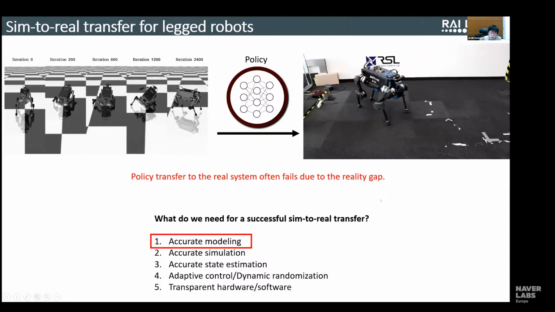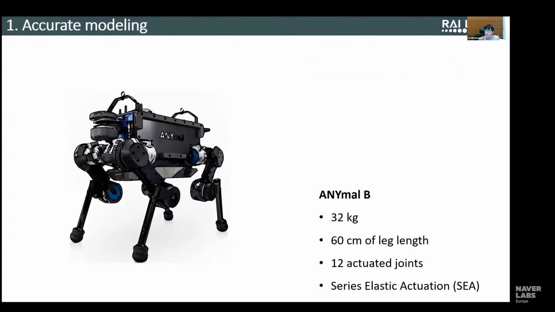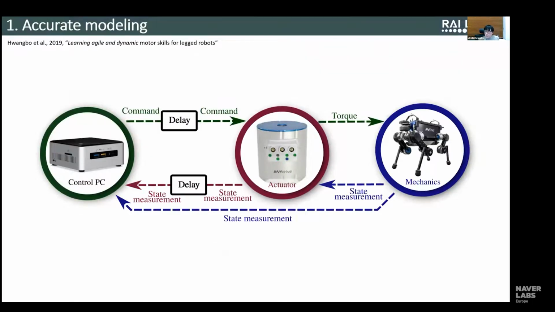So we tried to figure out the difference. Of course, if it works well in simulation and doesn't work well on the real robot, that means there is a difference between the two systems. We call this the reality gap. So what is the reality gap in this system? Let's look at this system.